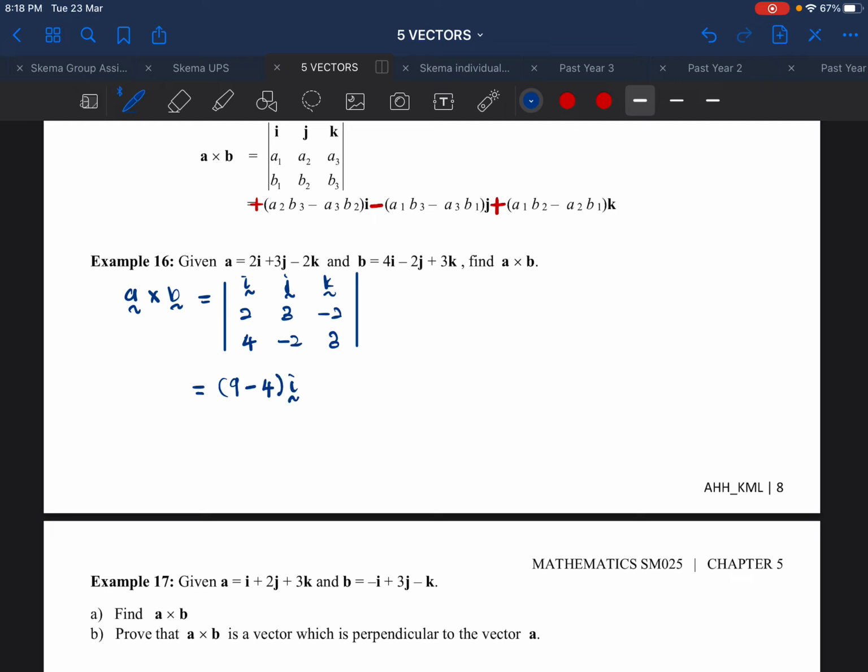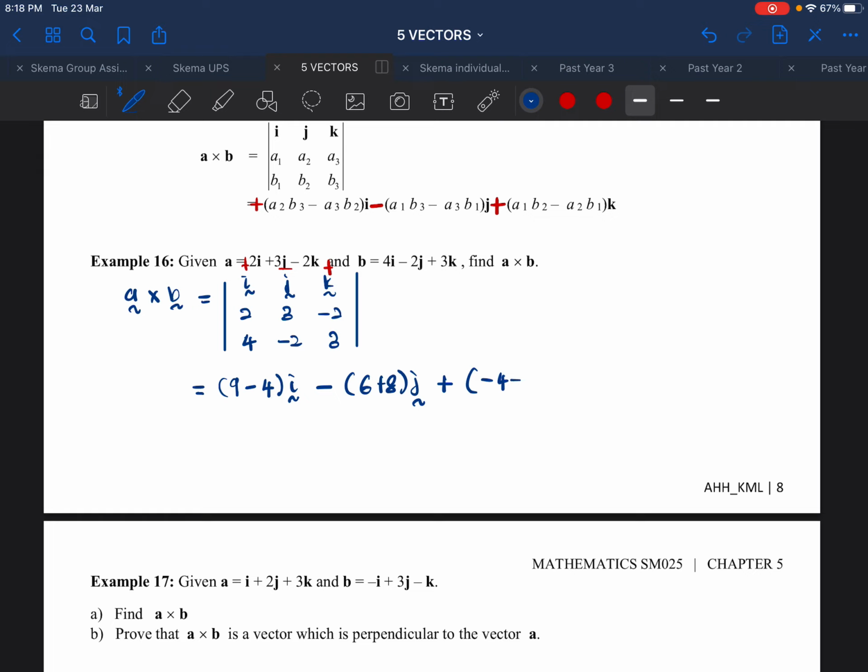Ingat plus minus plus. So the second one is minus. Minus tutup vector J. So 3 times 2, 6. Negative 2 times 4, 8. So kita ada 6 minus, sini negative 8 kan, so dia akan jadi plus 8. 6 plus 8 J. And the last one plus. Tutup vector K. Kita ada negative 4 times 12. Negative 4 minus 12.